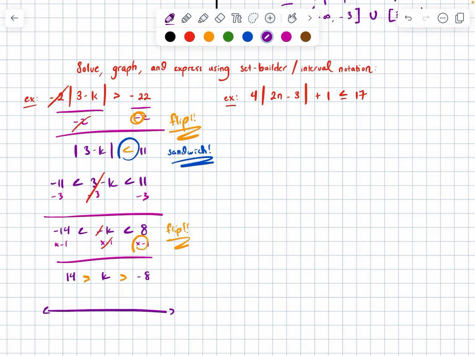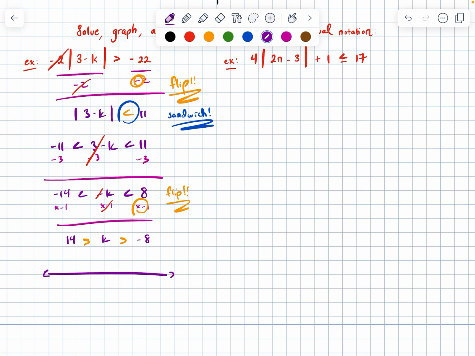Nice. On my number line, let's graph it. So I've got a negative 8 and a 14 as the outer bounds of my sandwich, my pieces of bread. Both of these do not have an "or equal to," so both of them will get open circles. And then the k is stuck in between these two numbers. I'm going to shade in the part of my graph that's in between them.